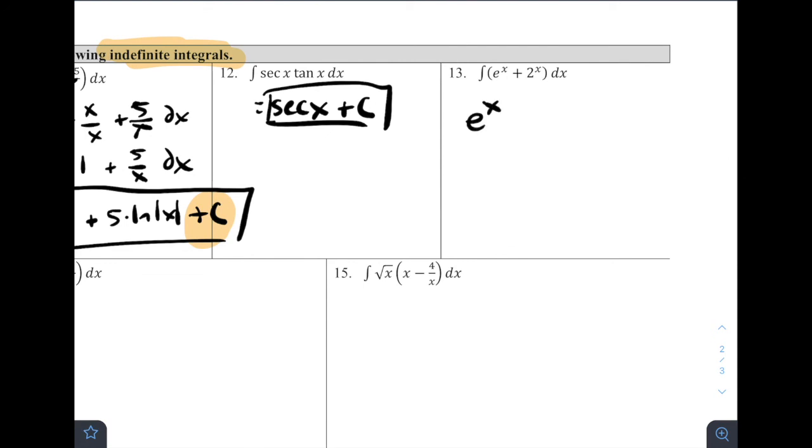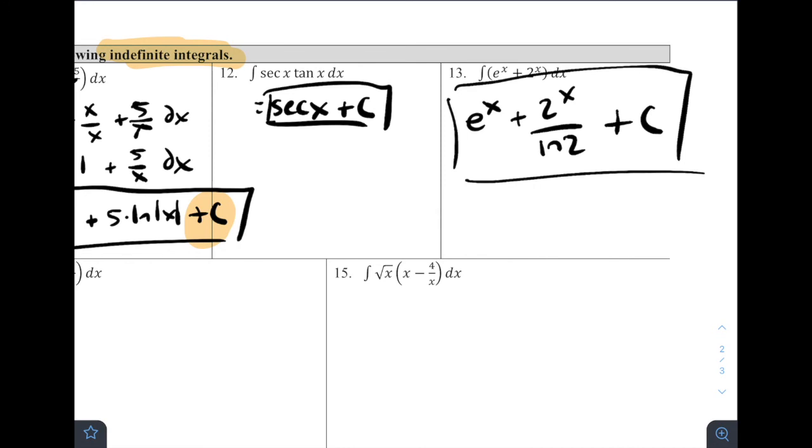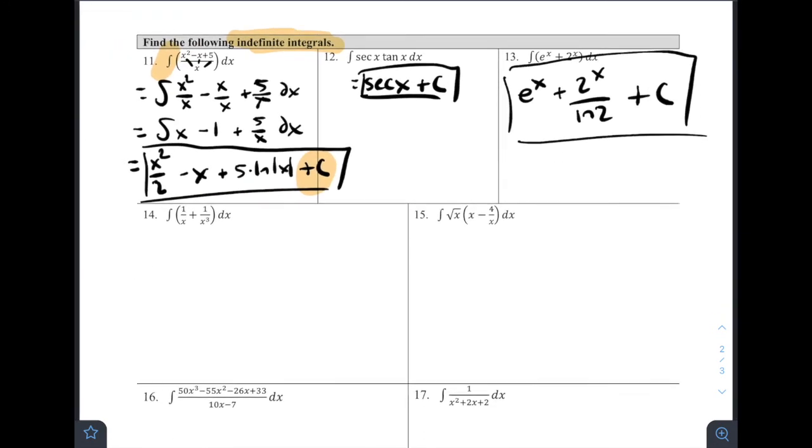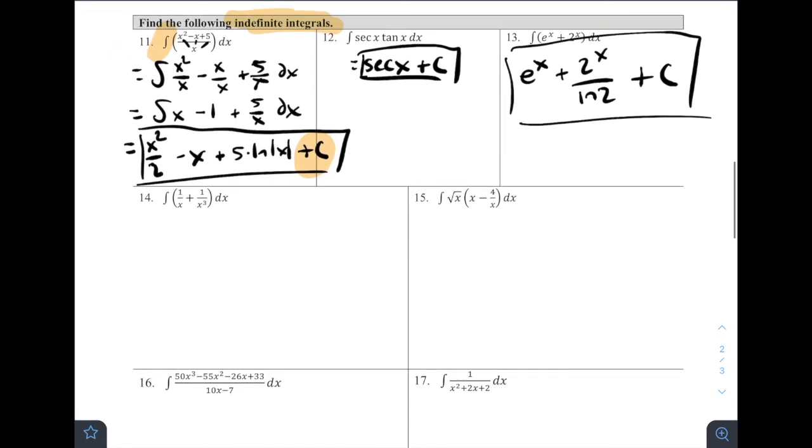And the antiderivative of 2 to the x is 2 to the x divided by the natural log of 2 plus c. Boom, we're done. Nice that we've got these properties of antiderivatives memorized. All that work that we did back in chapter 2 and chapter 3 is really paying off.